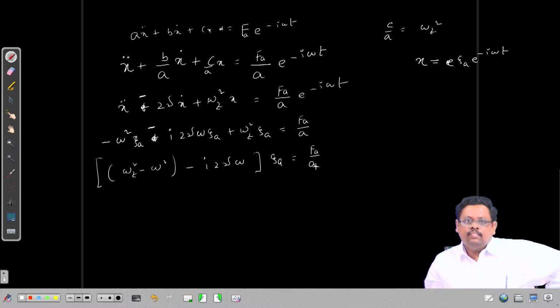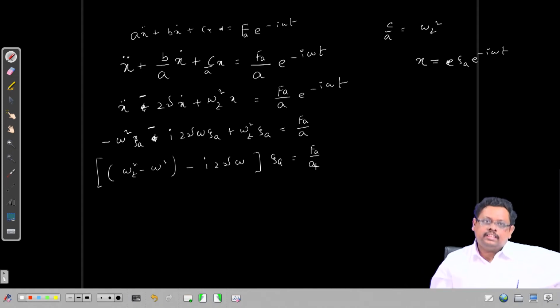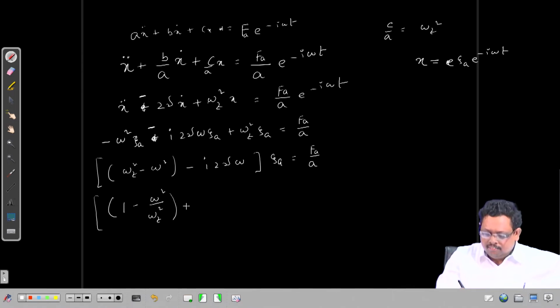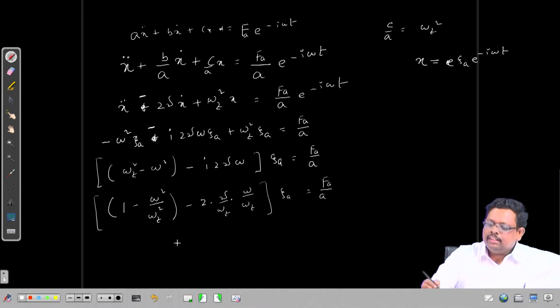Now, I just do a little bit more modification: I divide everything by omega z square. So, then what I get is 1 minus omega square by omega z square, minus 2 into nu by omega z, and you can write omega by omega z, into xi a equal to f a by a. Now, remember this omega z square is equal to c by a. So, I just multiply by c by a. So, a will cancel out, right, and then we have f a by c.